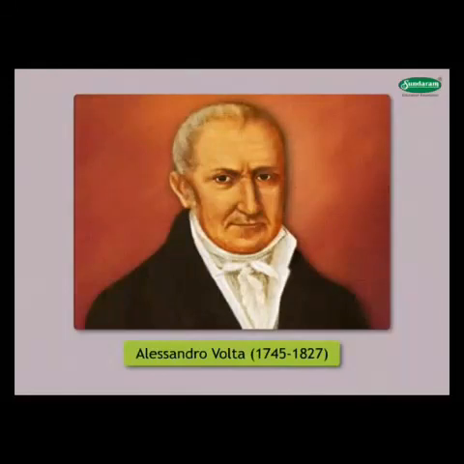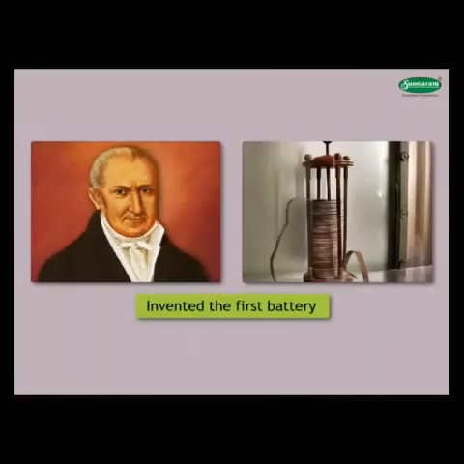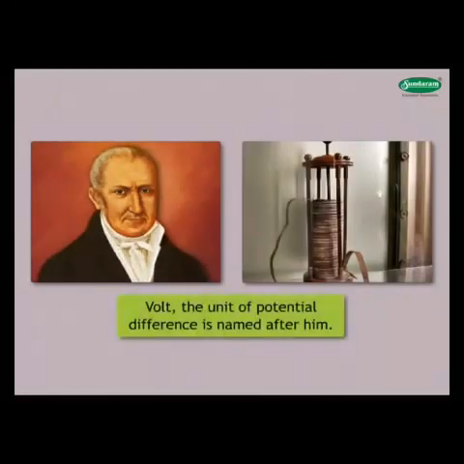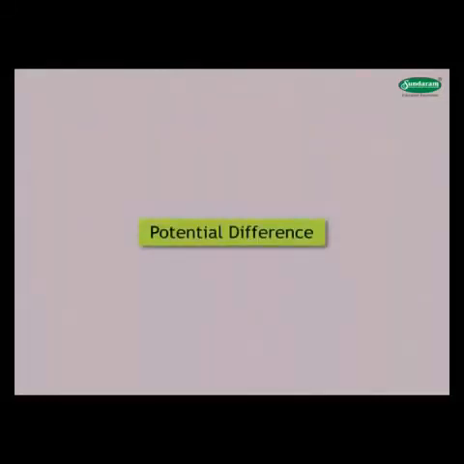An Italian scientist called Alessandro Volta, 1745 to 1827, invented the first battery. Volt, the unit of potential difference, is named after him. Let us see what is meant by potential difference.